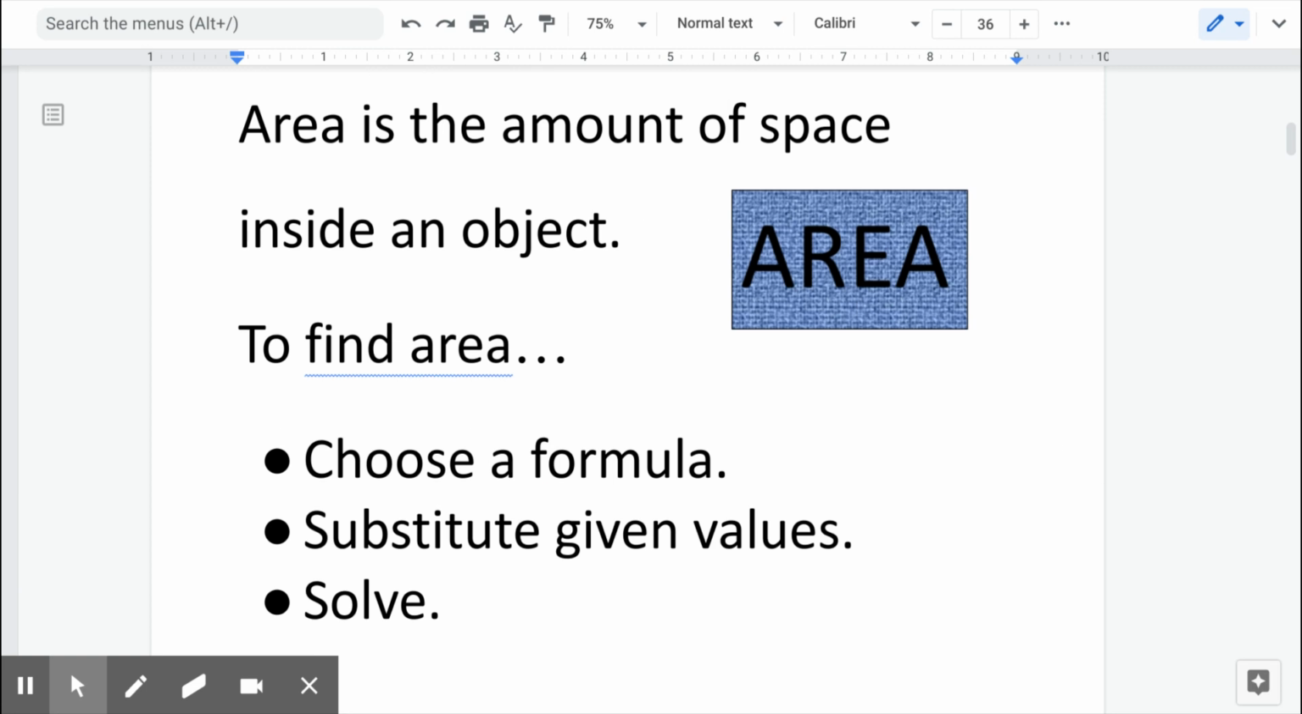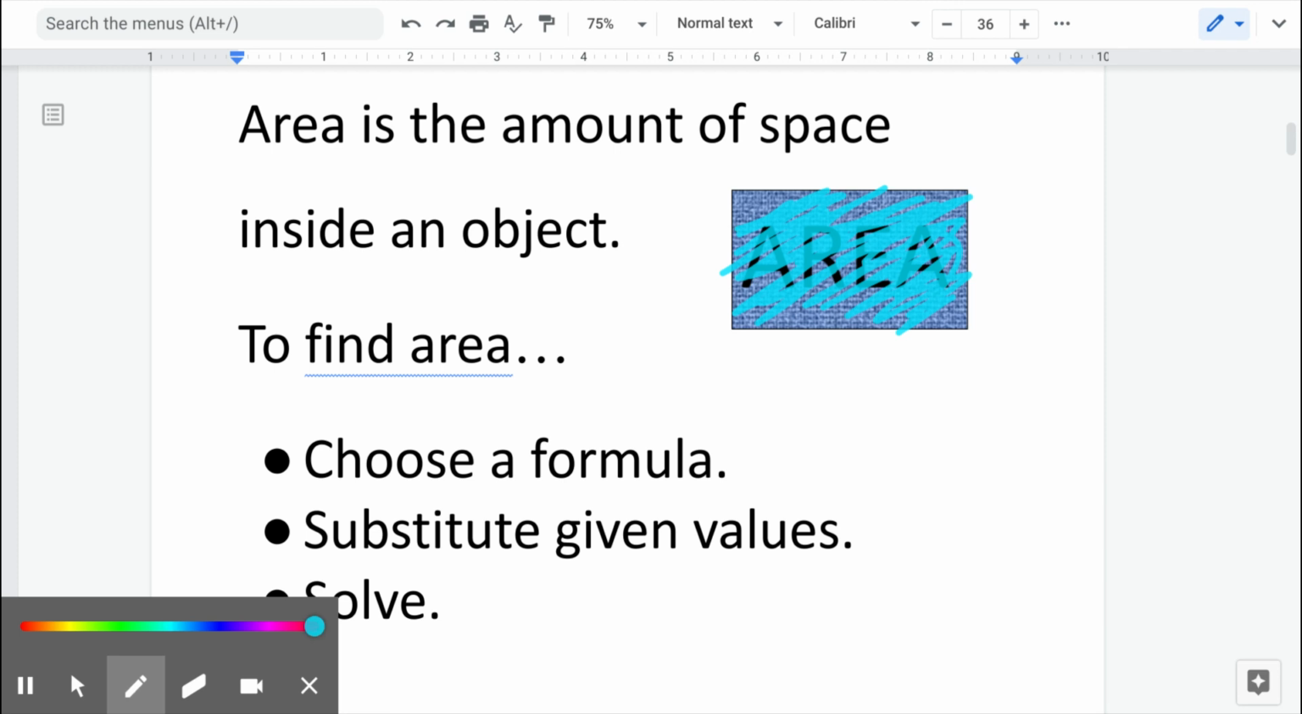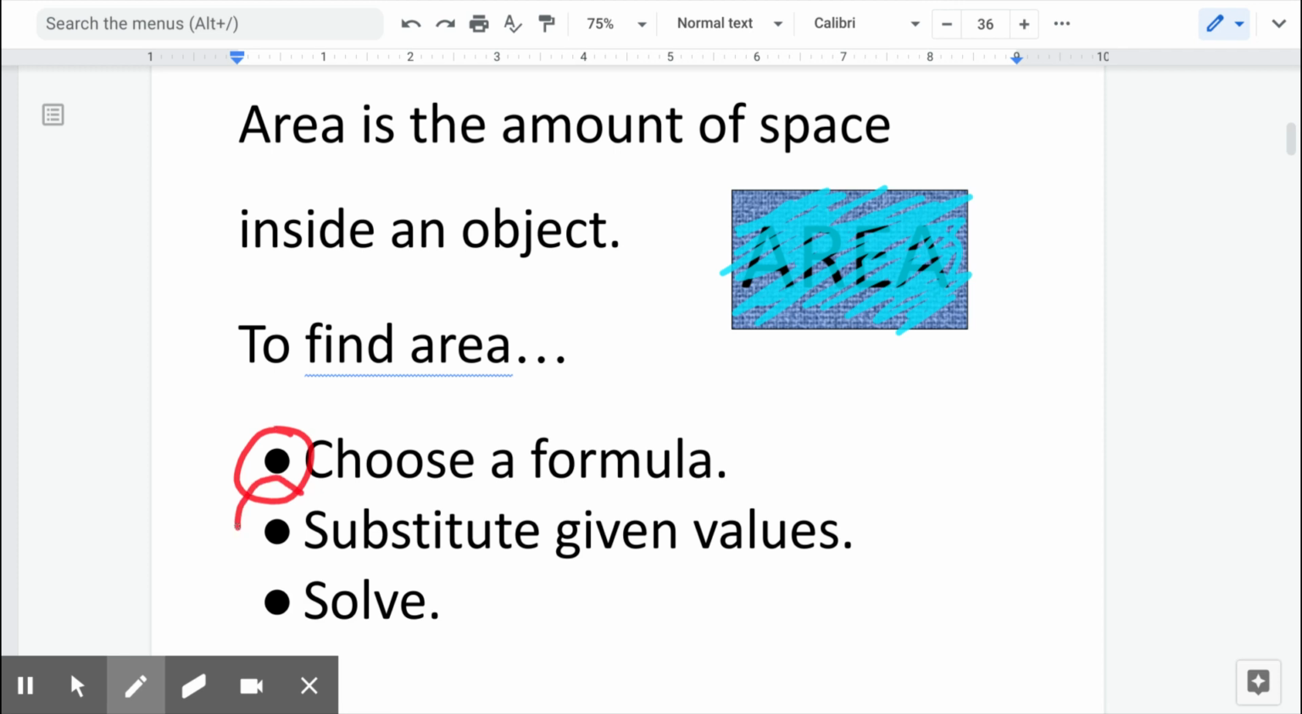So, area is the amount of space inside an object. If we were to color in this object, that is our area, the area inside. To find area, there's 3 steps I'm looking for. Choose a formula, substitute the given values, solve, and actually I'm going to add on a 4th step, and label.